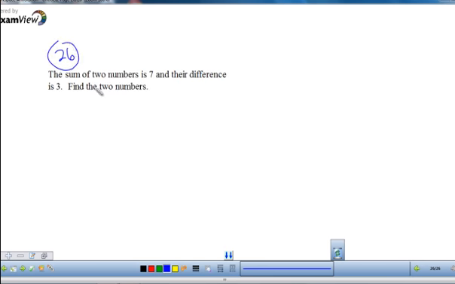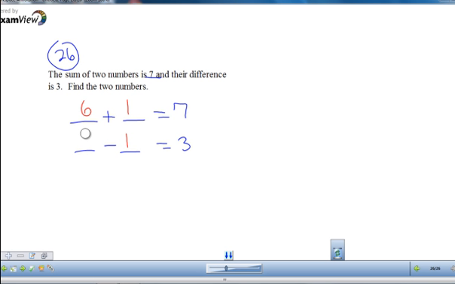Okay, 26 says the sum of two numbers is 7. So the sum of two numbers, so if you add two numbers together, is 7. And their difference, so if you subtract them, it's 3. So what we're going to do is we're just going to guess and check. We just need to guess and check numbers that equal 7. So for example, 6 and 1. Okay, so that gives me 7. But 6 minus 1 does not give me 3. So that can't be the answer.